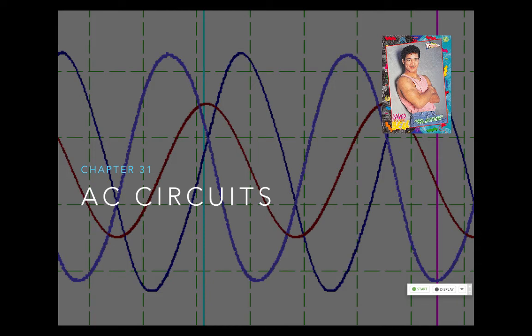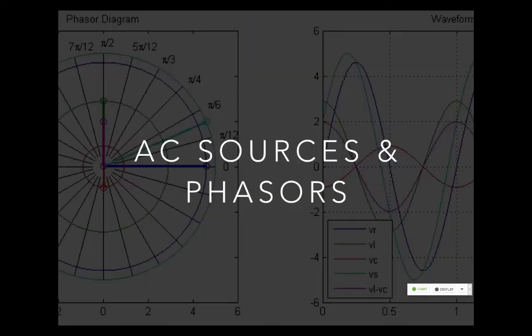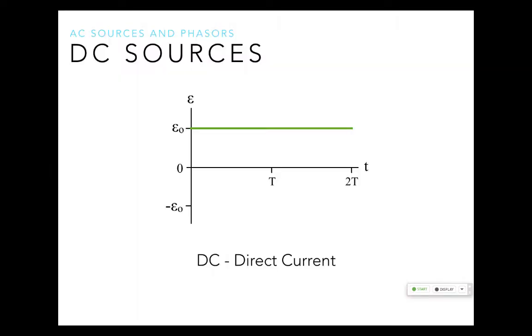31, which is AC circuits, okay? So this first part is on AC sources and phasors. If you have a DC source, it looks like this, a very boring graph. This is your voltage. It could be 5 volts or 3 volts or 12 volts or 9 volts, and it's constant. It's the same voltage all the time. So if you plot it versus time, it's a very boring graph. It doesn't change very much.